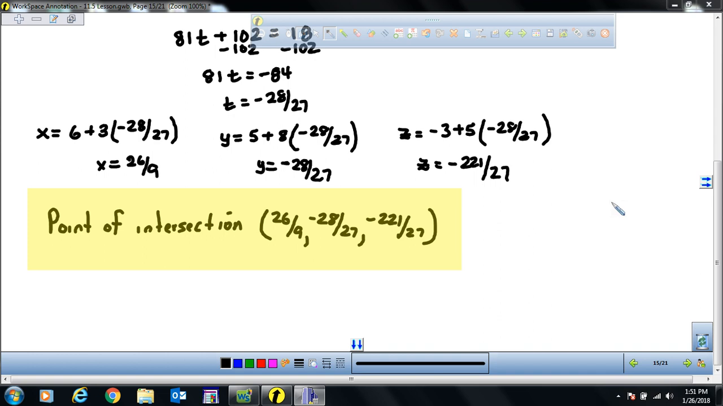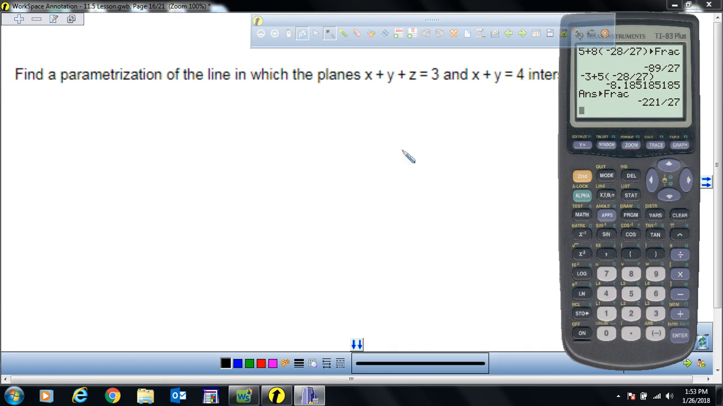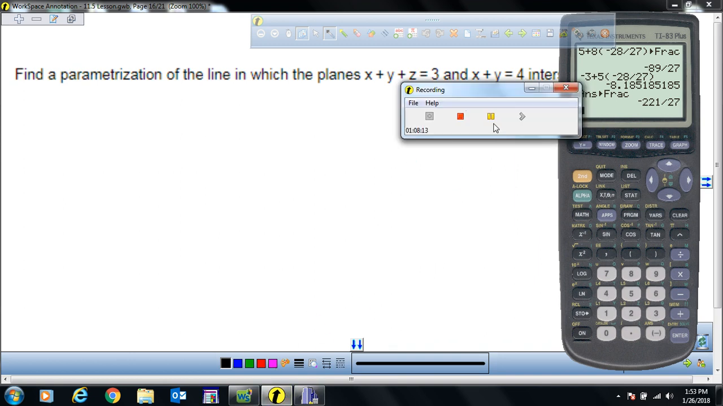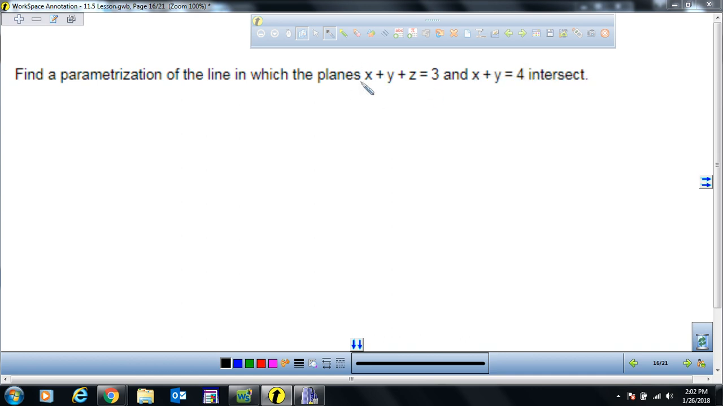Okay, so next. Now we want to find a parametrization of the line in which these two planes intersect. Find the parametrization of the line at which these two planes intersect. Okay, the way to approach this is the following.